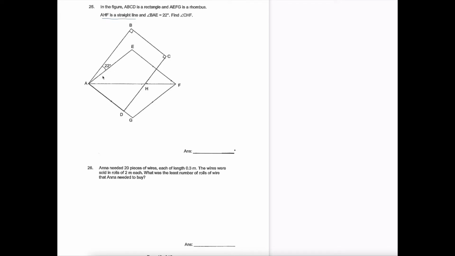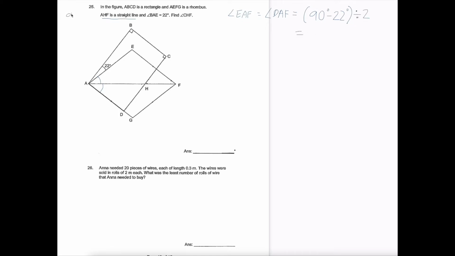So from here, what can we find? BAD is a right angle because it's a corner of a rectangle. So what is this angle? And also what is this angle? Let's find out. Angle EAF is equal to angle DAF, and so this whole angle is 90 degrees minus 22 degrees, divided by 2.